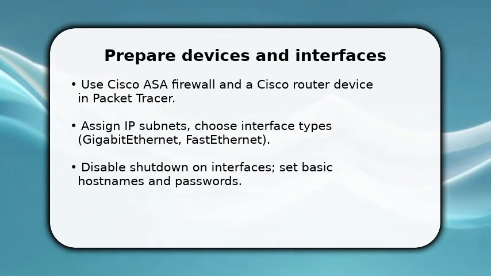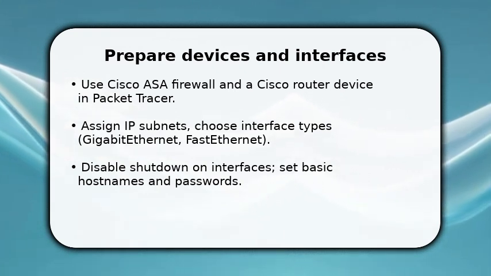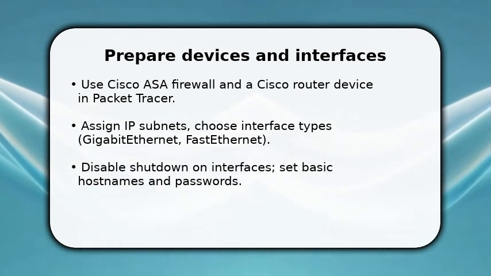I explain why. Consistent addressing prevents routing mismatches. Matching interface types avoids link negotiation issues and labels speed troubleshooting later.